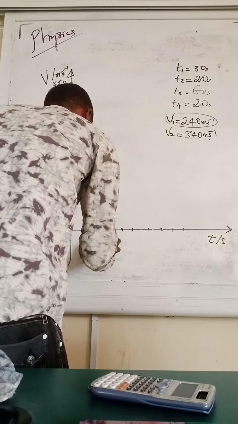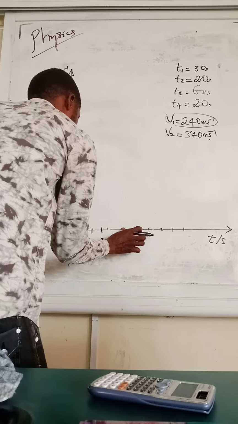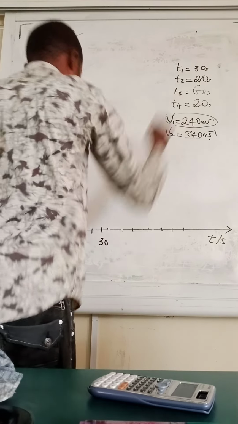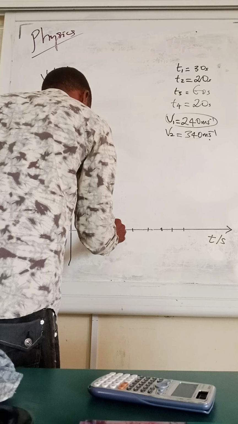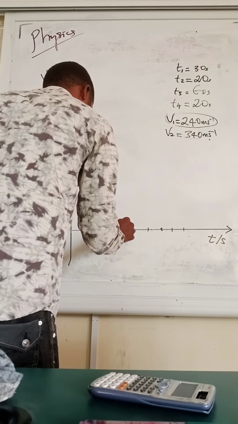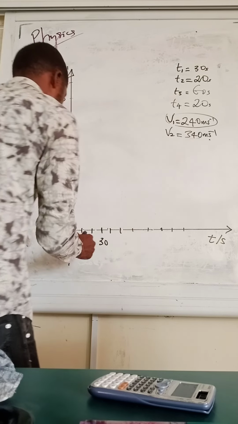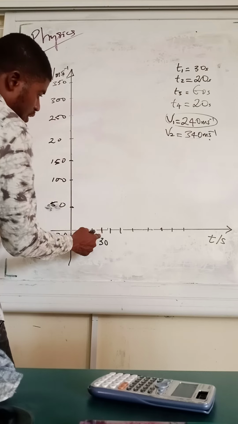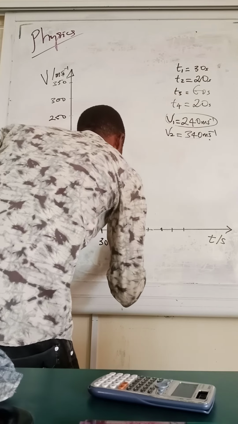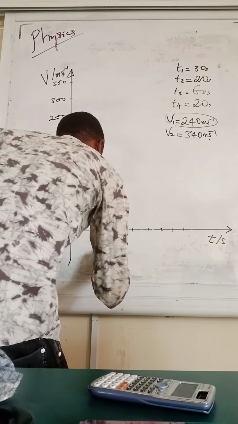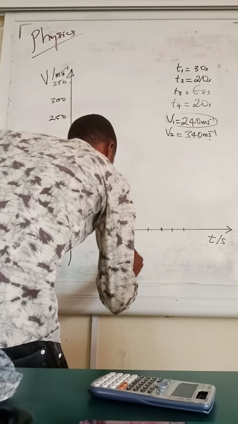So this is 30. Then let's add another one. 30 plus 20, that's 50. This is another 10, this is another 10. That's 50. So 10, 20, 30, 40, 50. This is where 50 is. This is your T1 and this is your T2.